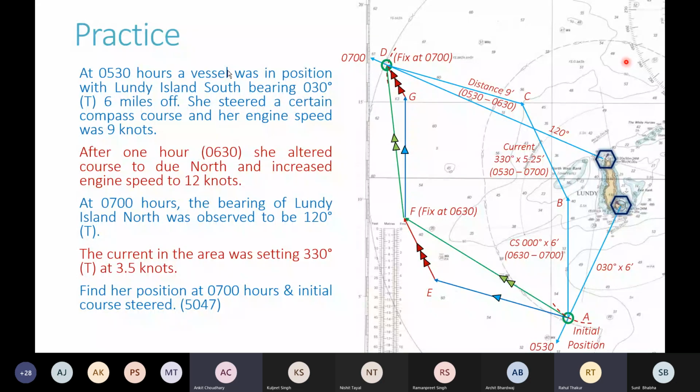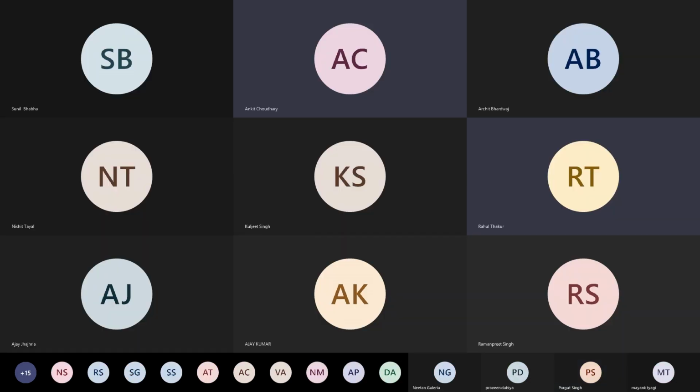Okay beta, alright. So this was what was planned for today, and with this we basically complete the entire chart work syllabus. So done beta, completed. Thank you, sir. Yes, sir.